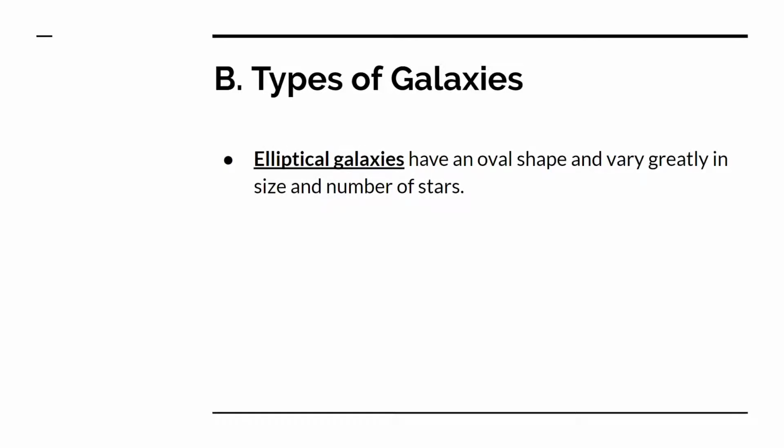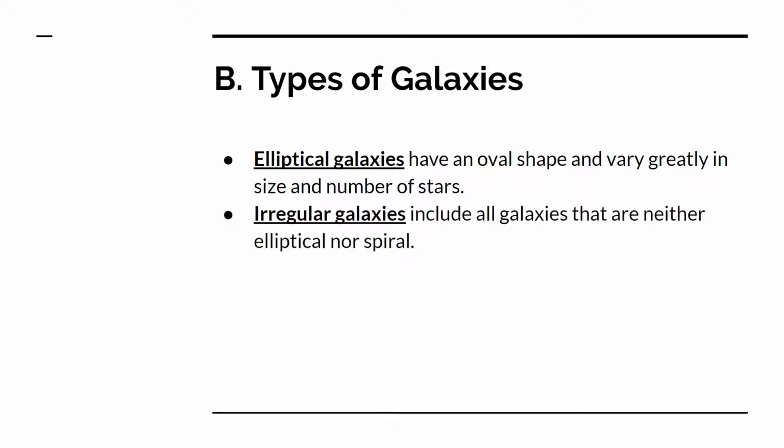Besides spiral galaxies, we have things called elliptical galaxies. They're oval shaped. And there's all sorts of different sizes and amounts of stars in these elliptical galaxies. We also have irregular galaxies, which means they don't look elliptical or spiral. They're irregular, that's what that kind of means.